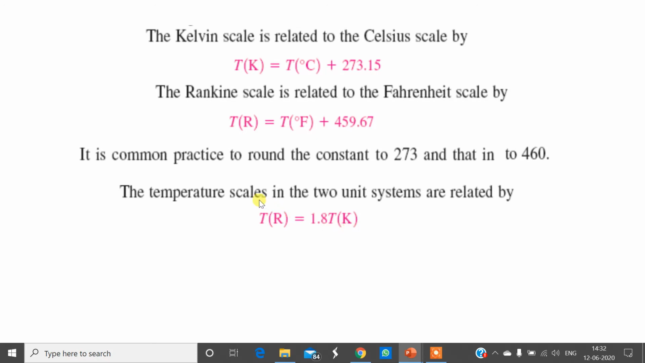If you want to calculate temperature in Rankine and you have temperature in Kelvin, suppose temperature is 300 Kelvin, to convert it into Rankine, multiply 300 with 1.8. Temperature in Fahrenheit is equal to 1.8 times temperature in centigrade plus 32. If you want to convert 30 degree Celsius into Fahrenheit, multiply 30 with 1.8 and add 32.